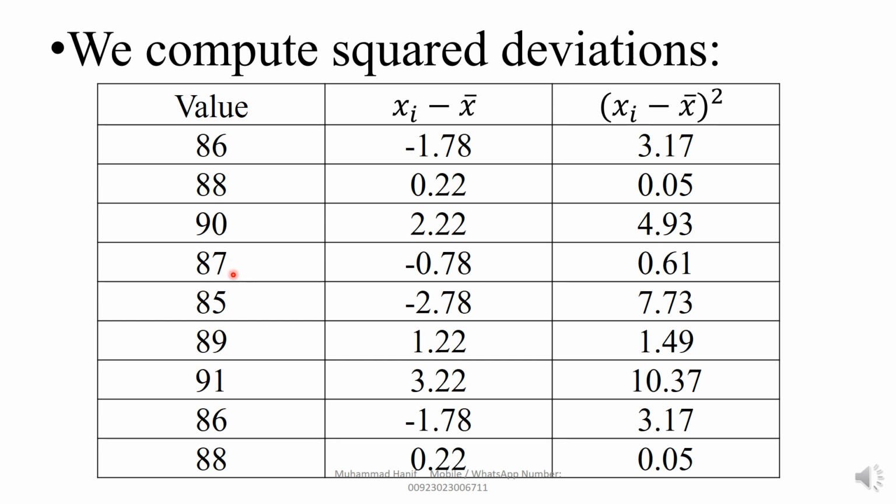Same process, you follow all the steps. Now 91 minus the mean of x, we get 3.22, then square. It means 3.22 multiplied by 3.22, we get 10.37. All steps are the same but the values are different. The same process you apply in the first step, you apply in the second step, third step, fourth step, and so on.